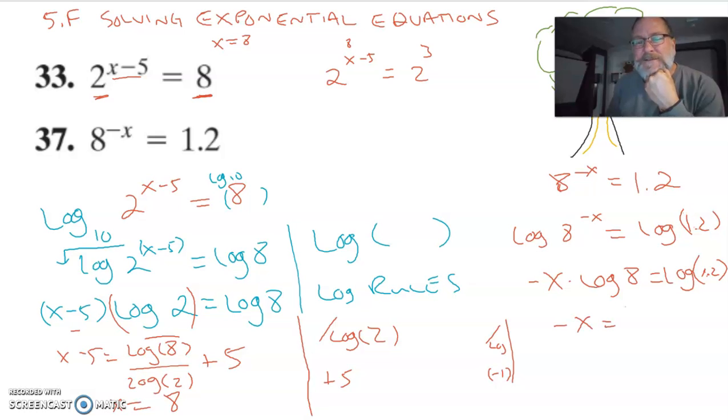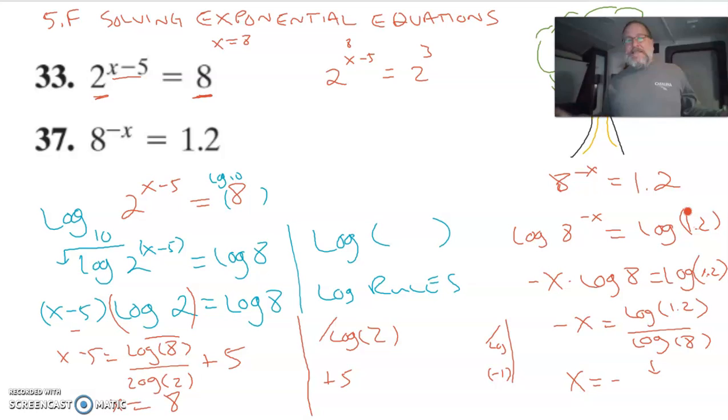Negative x is equal to log of 1.2 over log of 8. You should look up the change of base formula for logs. It's kind of cool. You might enjoy that. And then it's negative of that answer. Okay, so I'm going to take a calculator out and get that answer, and I'm just going to round it to hundredths. Two decimals is a common place to round it to.